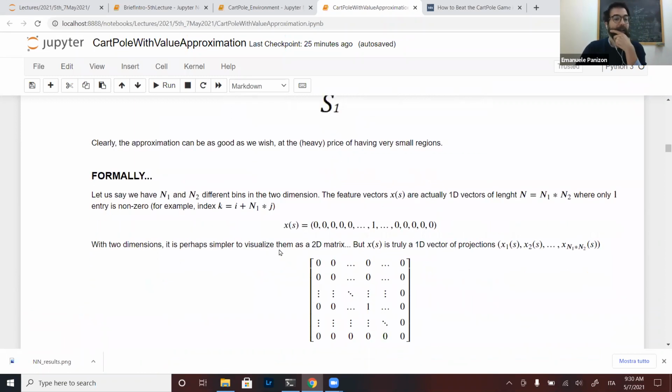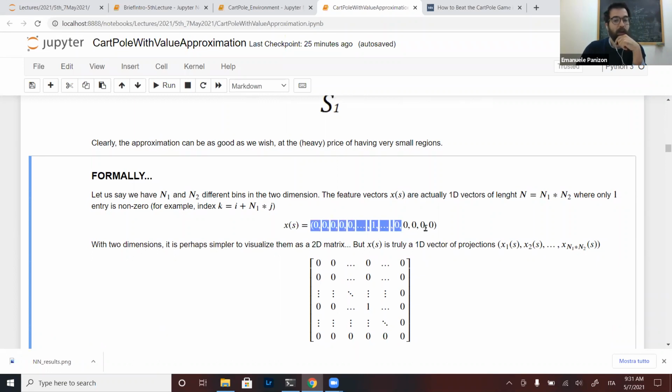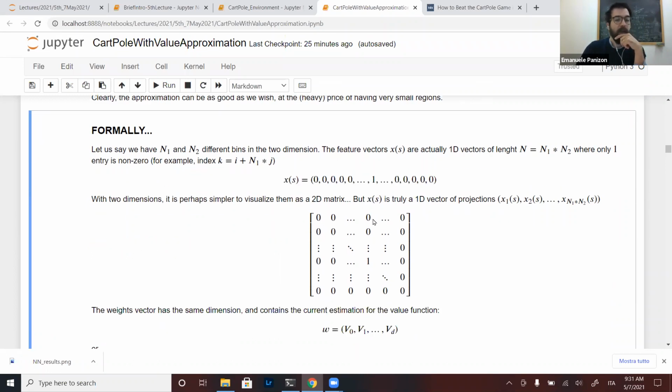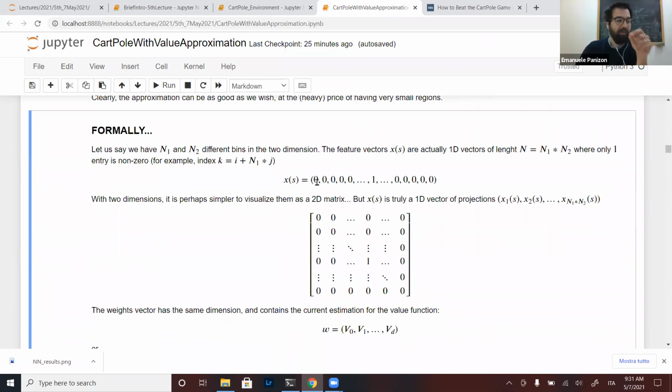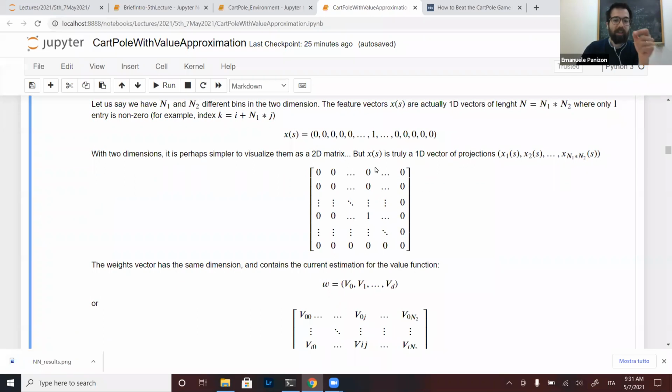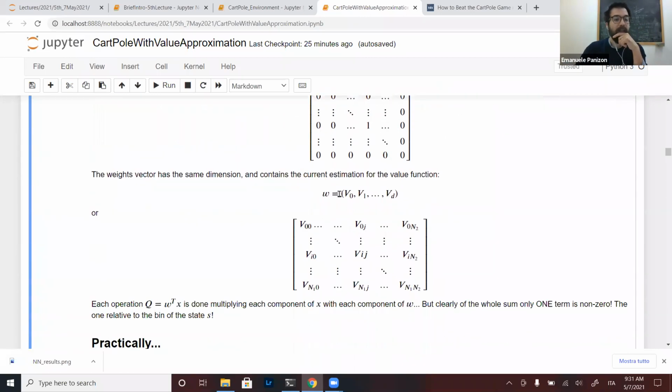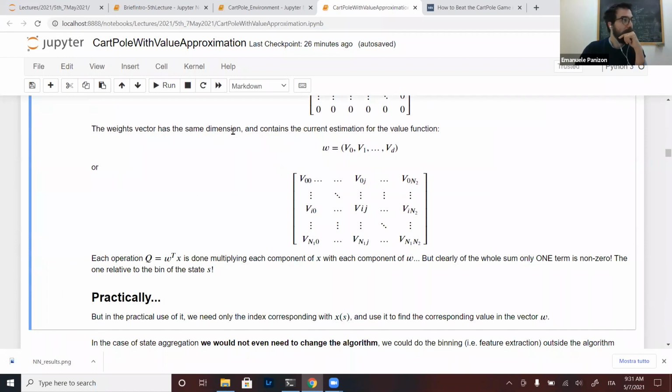Okay, as I said, formally, the vector of features is a long series of 0s with just one 1. For example, here it would be 0, 0, 0, 0, 0, 0, except for here. It's a 1D vector of features. Sometimes it's easier to construct it as a matrix, but it is a 1D vector of just 0s and 1s. And the weight vector has the same dimension. So again, it's a 1D vector with auxiliary weights, which contains the current estimation of the values.